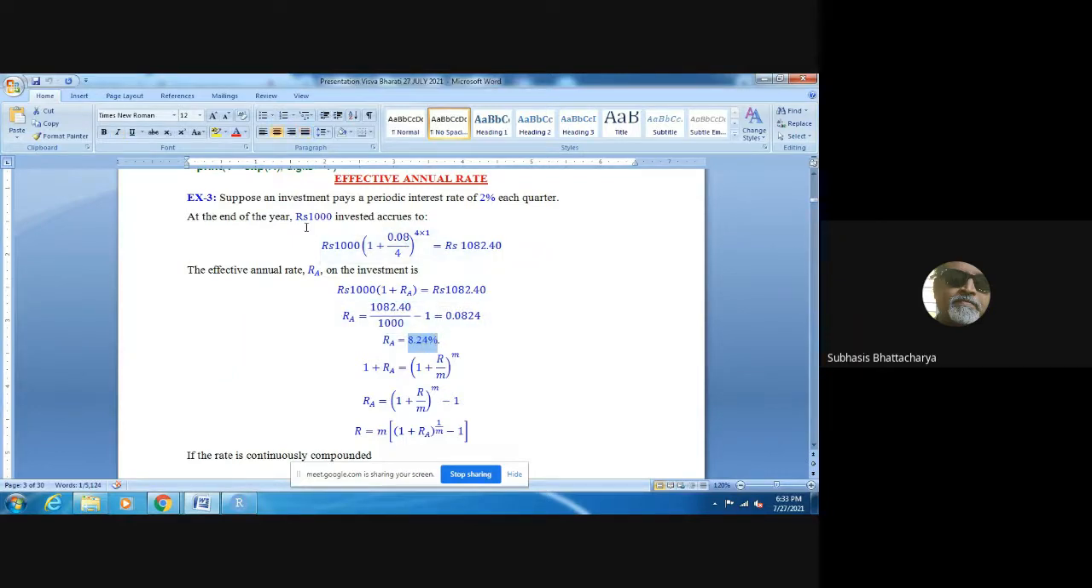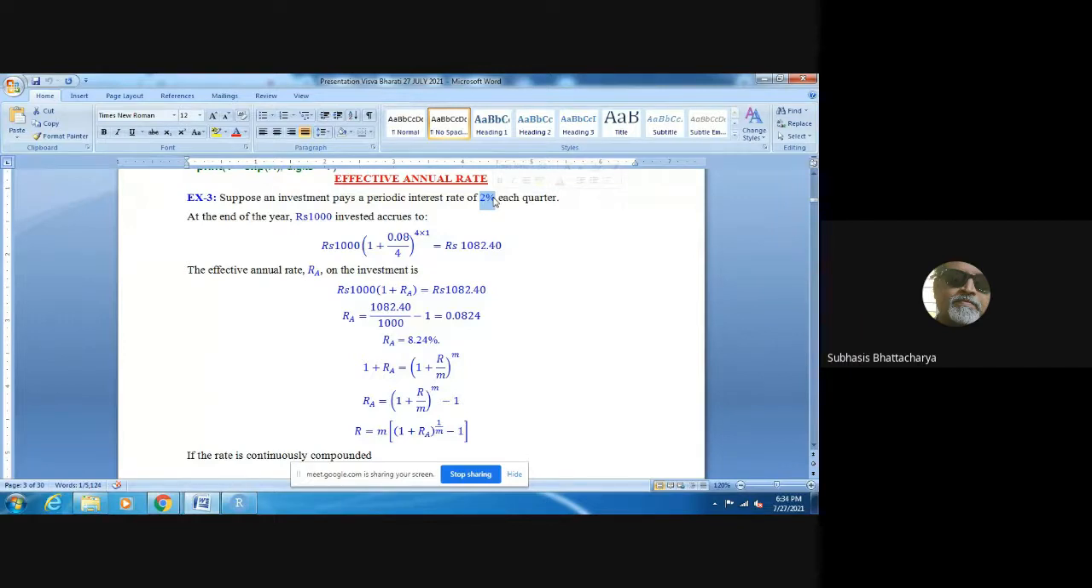But what is the actual rate? That is 2% quarterly, that means 8% annually. This 8.24% rate, if I do not consider the quarterly return and consider it in terms of the yearly return, becomes 8.24%, which was actually 8% per year.